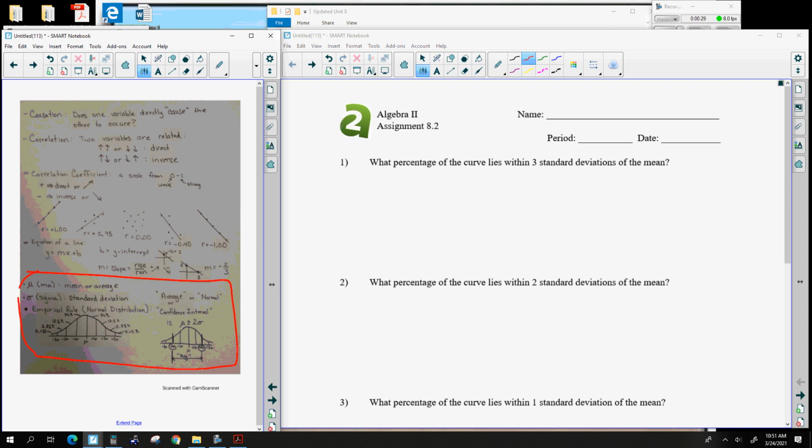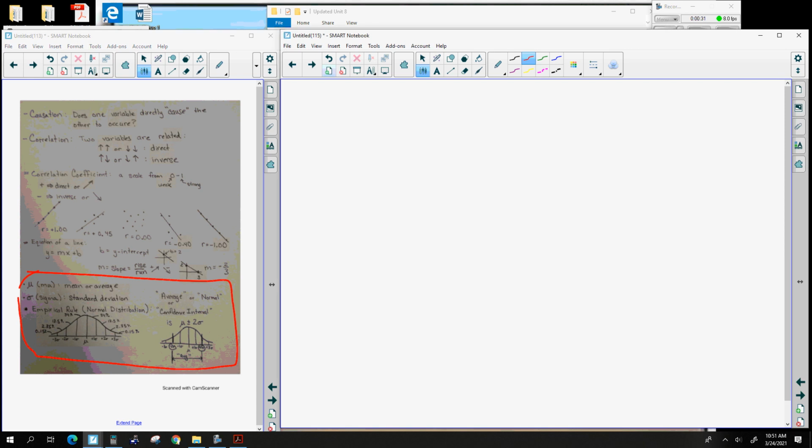So in case you can't quite see it on my board, here are in essence the highlights of what we have. First is some symbols. This is the Greek letter mu. Mu stands for the average. Another word for the average is the mean. So that represents the mean or the average of something.